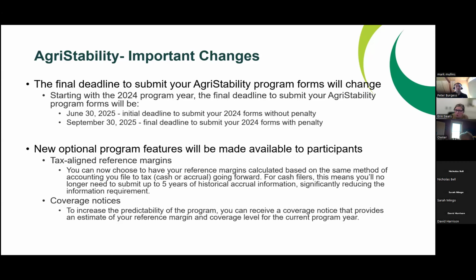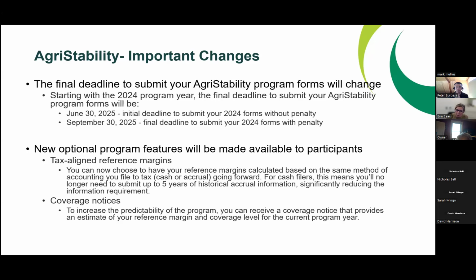There are also some new optional program features made available to participants. AAFC has been talking to producers and to provinces, trying to figure out how to make these programs more user-friendly, and they are listening to producers. Two things they have brought forward start with the tax-aligned reference margin. You can now choose to have your reference margin calculated based on the same method of accounting you file your taxes. For cash filers, this means you'll no longer need to submit those 5 years of historical accrual information when applying, which will significantly reduce the paperwork you need to submit.